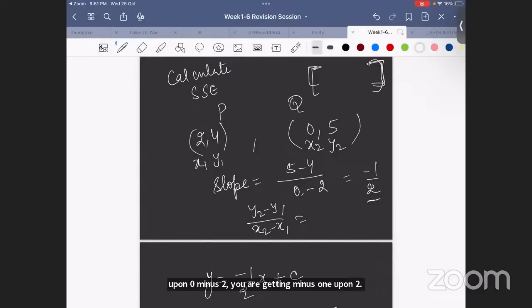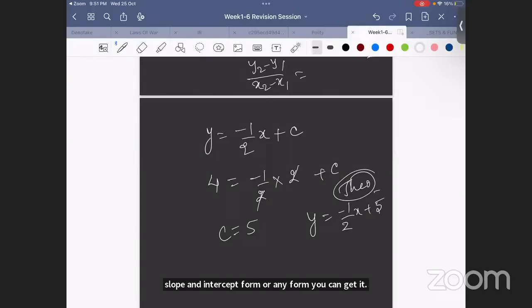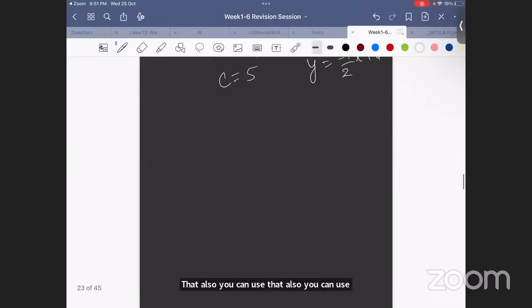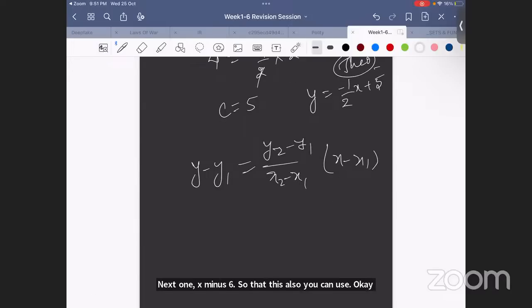Correct? Now you have got the slope of the equation. If you have the slope and a data point through which it is passing, you can get the slope intercept form or any form. Or you can get the straight line equation directly using the two data points. We can use the 2-point form also. That also you can use: y minus y1 equals to y2 minus y1 upon x2 minus x1 times x minus x1. Any formula or any method you can use to get the equation of a straight line.